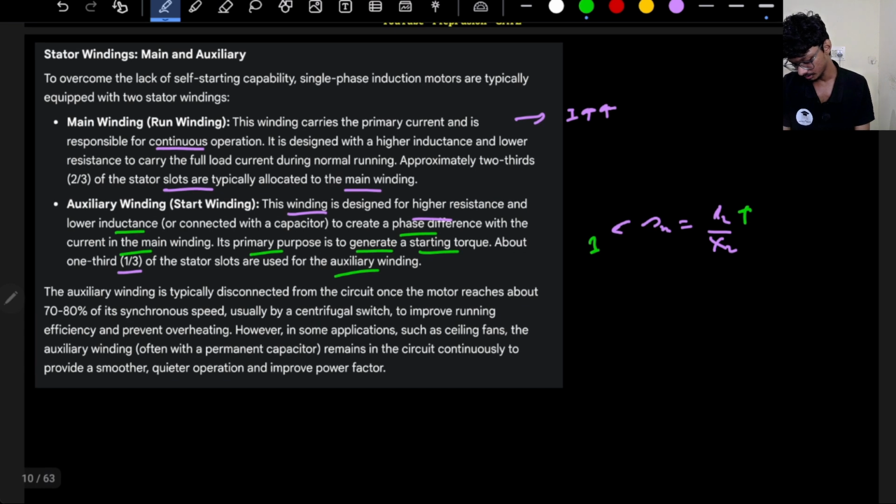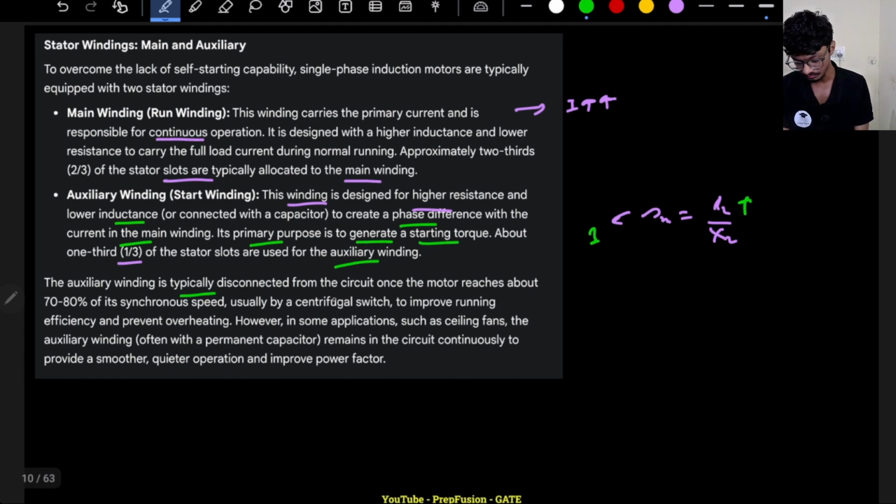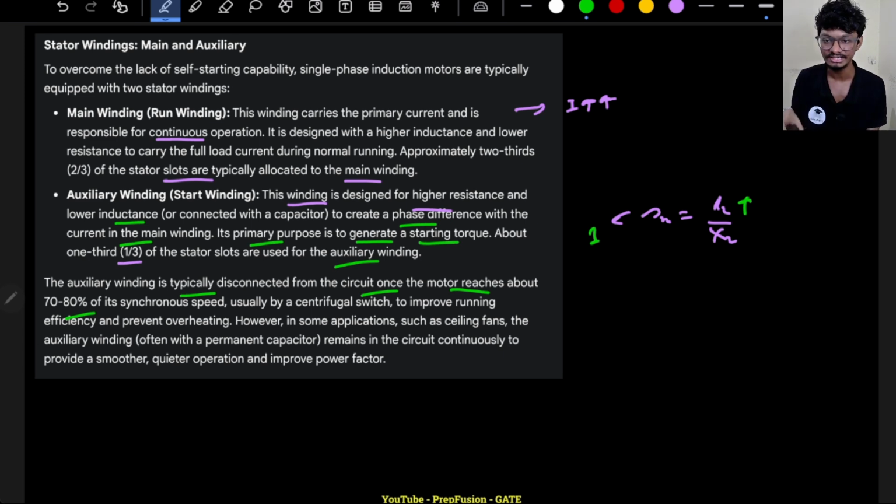Okay, so the auxiliary winding is typically disconnected from the circuit once the motor reaches 70 to 80% of the synchronous speed. When we study different types of single phase motor, we will see that we disconnect the auxiliary winding, because it is there only for starting, not for any other purpose. However, in some applications like ceiling fans, the auxiliary winding, often with a permanent capacitor, remains continuously on. In a few cases there is no point in removing the auxiliary winding, as that can be costly.